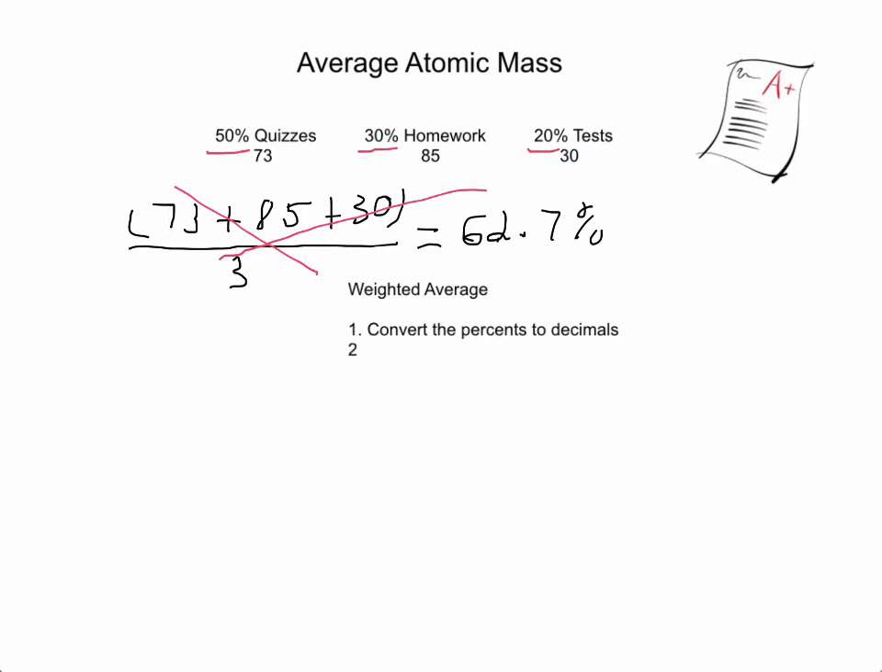Step number 2, multiply the decimals by the corresponding average. So in this case, I would convert the 50% to 0.5 and multiply that by the corresponding average, which is 73. The third step is to add up all of the results.